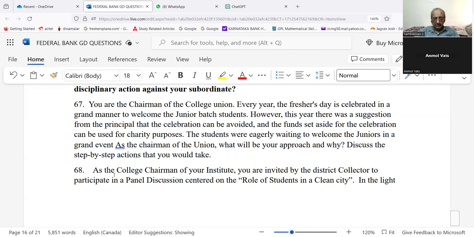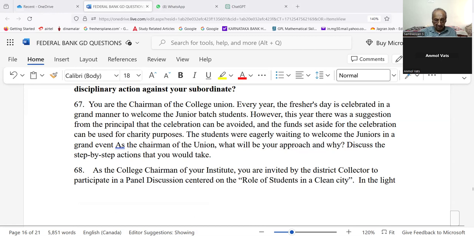Hi, good afternoon to all my dear friends. My name is Laisha. I am from Maharashtra Surajman Institute, GGSIP University. And in this question, I have been assigned the role of chairman of the college union. I was asked by the principal that the usual celebration that we used to do for the welcoming of the juniors, rather than doing the celebration, we have to donate that money for charity purposes. So what step should I take so that the juniors will also be happy and the task assigned to me by the principal will also be completed?